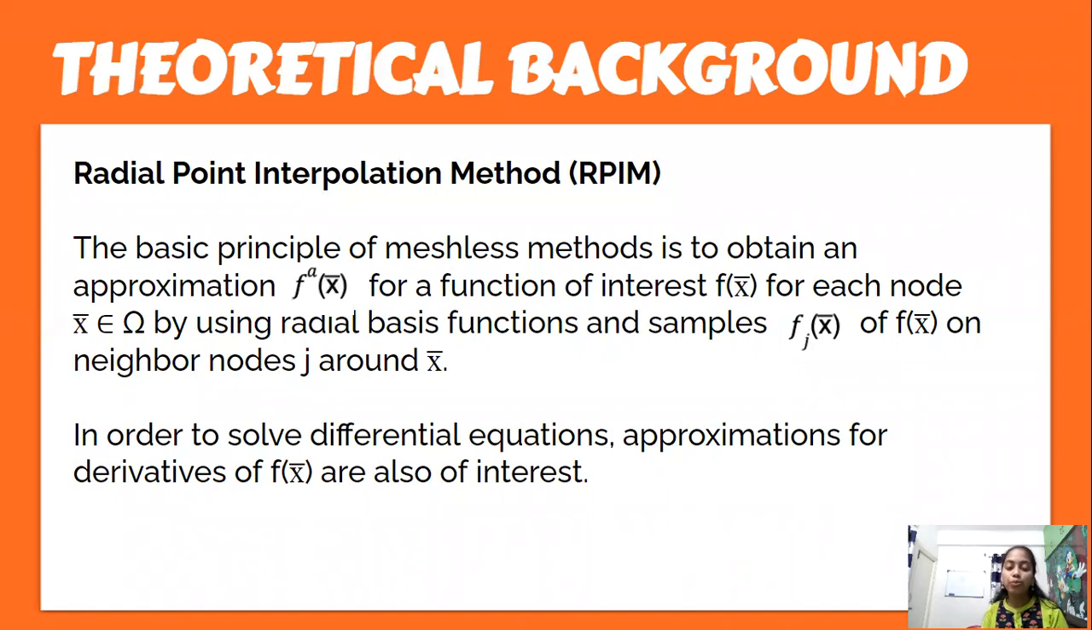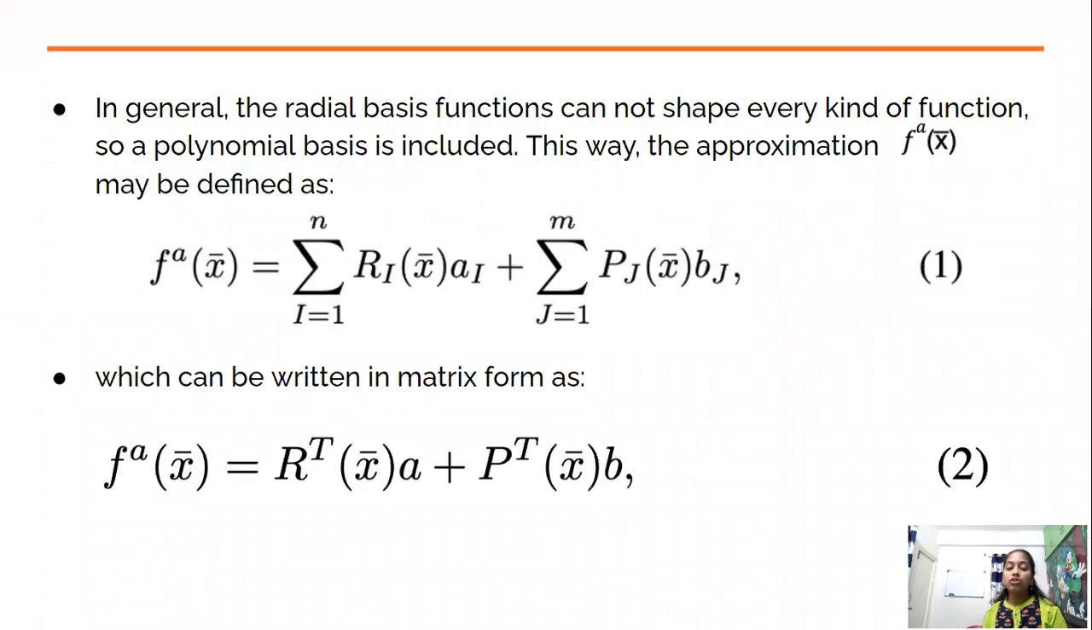The radial point interpolation method, RPIM. The basic principle of meshless methods is to obtain an approximation f tilde of x bar for the function of interest f of x bar. For each node, x bar belongs to the node, by using radial basis functions and samples of f on the neighbor nodes j around x bar. In order to solve the differential equations, approximations for the derivatives of f of x bar are also of interest. The general radial basis function cannot shape every kind of function, so a polynomial base is included.